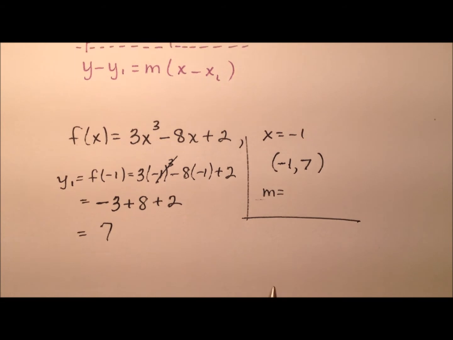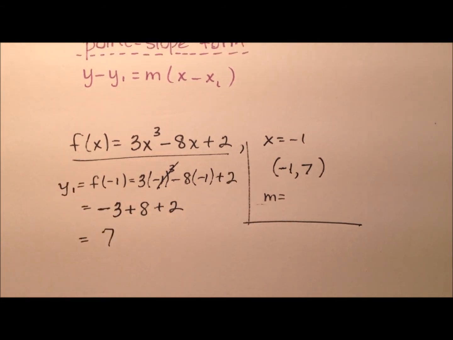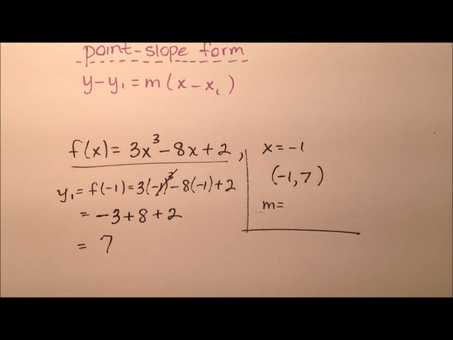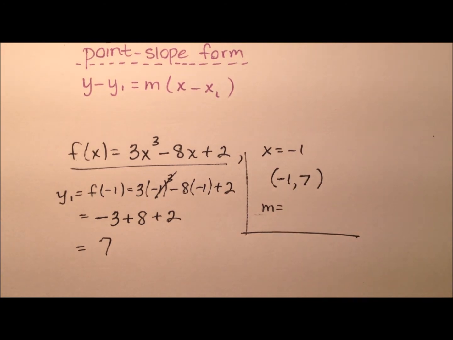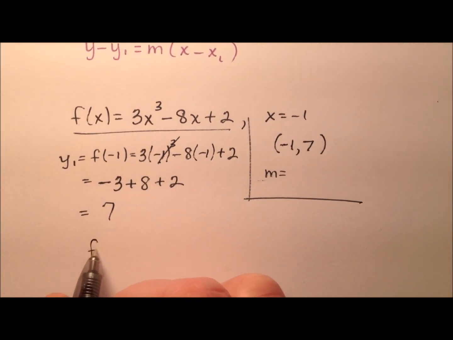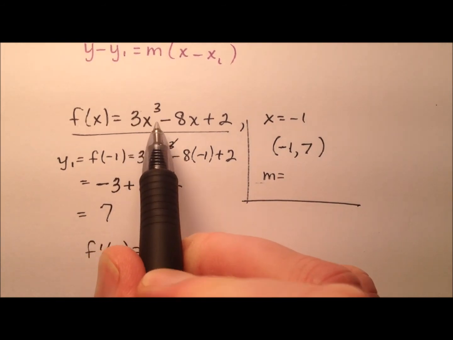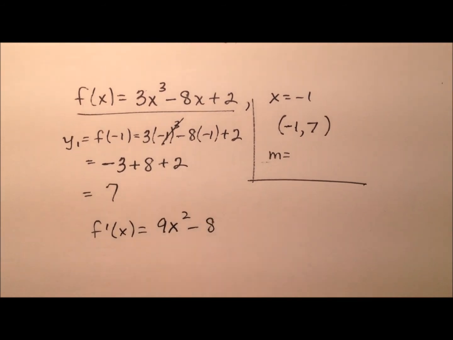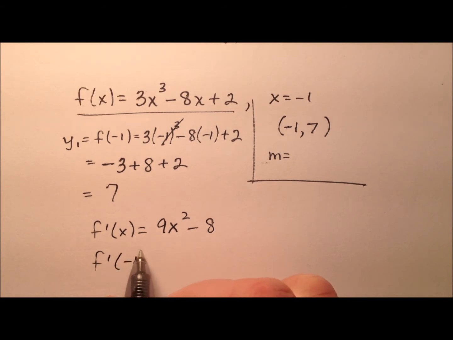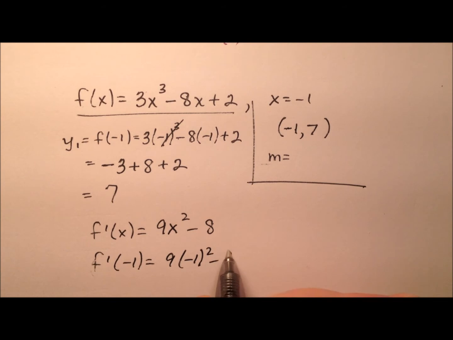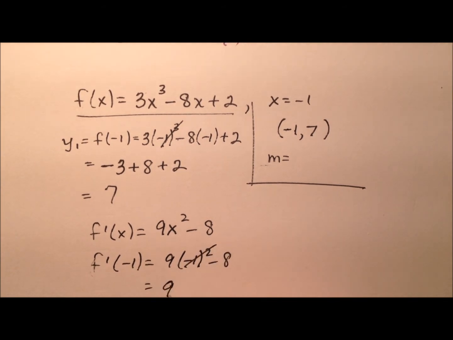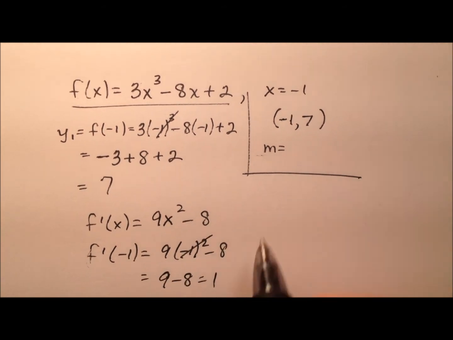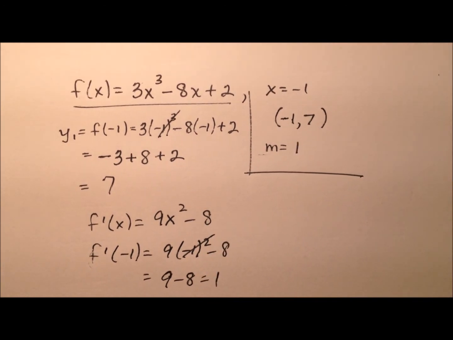Well, how about the slope? We don't have the slope yet. Well, how can I use this function to find that instantaneous rate of change, or that slope at the x value, negative 1? Well, I'll need to find the derivative of that function and then plug negative 1 into it. So the derivative, 3 times 3 is 9, and then we'll have x squared minus 8. So by plugging negative 1 into my derivative, I have 9 times negative 1 squared minus 8. So 9 minus 8 is 1. So the slope actually is just 1.